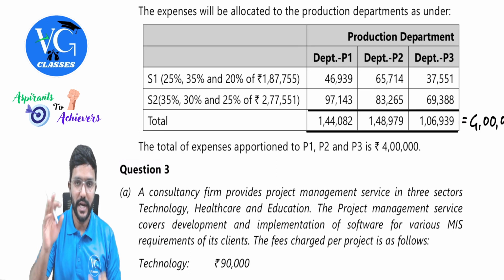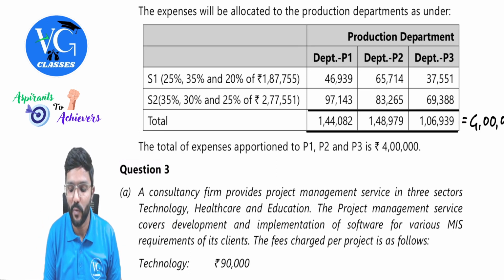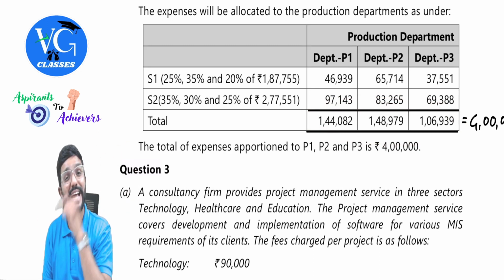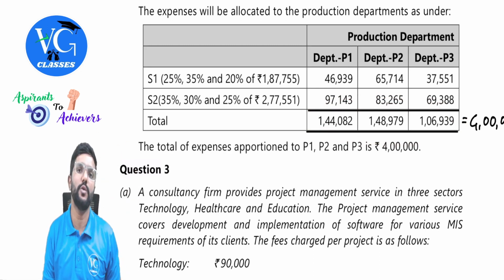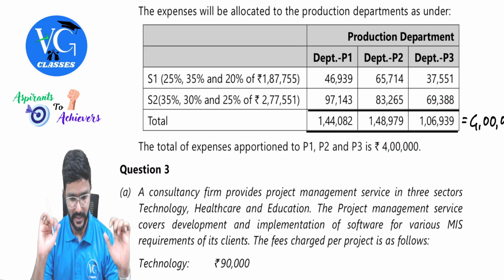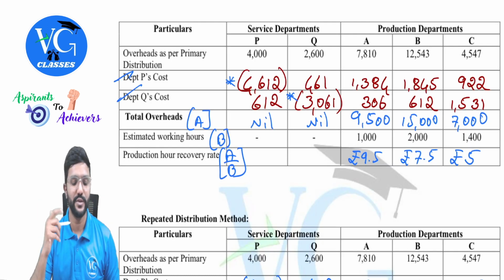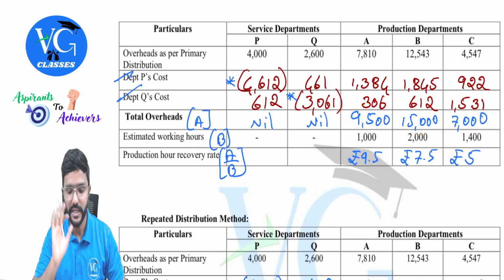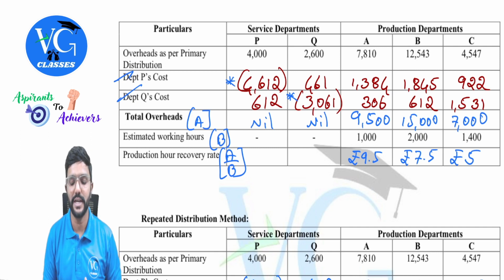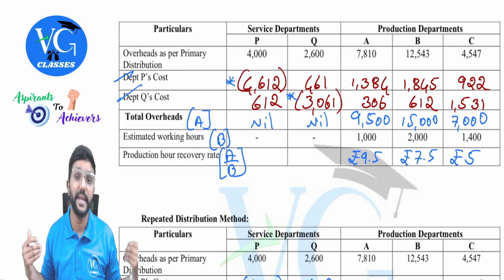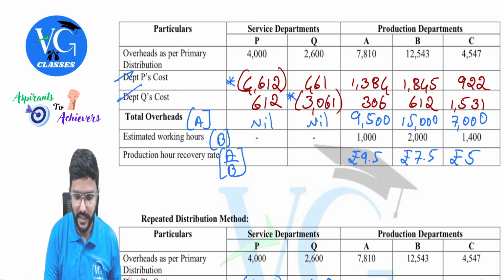If they had given it and asked us to calculate total overheads, then whatever we have got here, we would have added to the overhead cost of the production departments as per primary distribution. Then we would have got total overheads. After that, if they ask you to calculate any recovery rate or cost per unit, we just divide this by the number of units or number of hours, guys. Anyway, in this question it was not asked, but I'm just trying to connect and explain, because in the upcoming exams anything can come, guys.